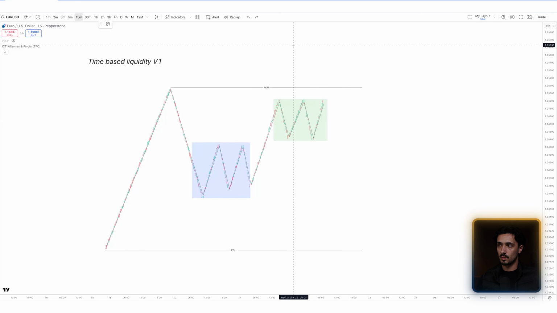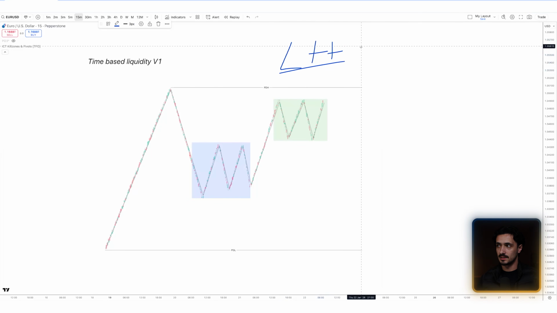And the second question you have to ask yourself is, how do we use liquidity? There are two types of ways you can use liquidity. The first one is what I call liquidity to take. It's LTT times 2. Liquidity to take and liquidity to target.